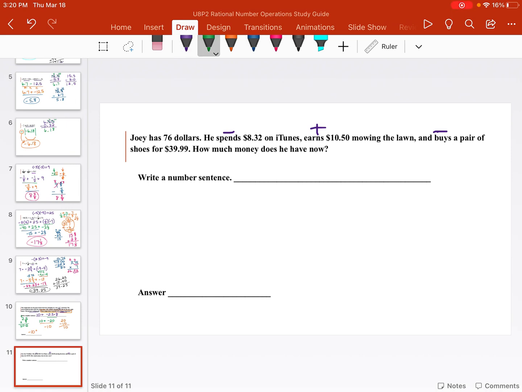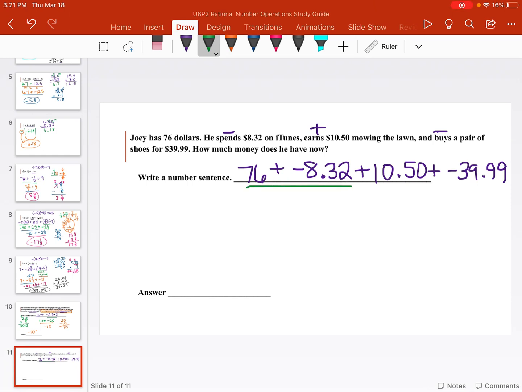Again, I would start with where we started. So he started with $76, and then he's adding on money, either the positive direction or the negative direction. So plus our -$8.32, plus his positive $10.50, plus his -$39.99. Okay, and then I'm just going to work my way across the problem.